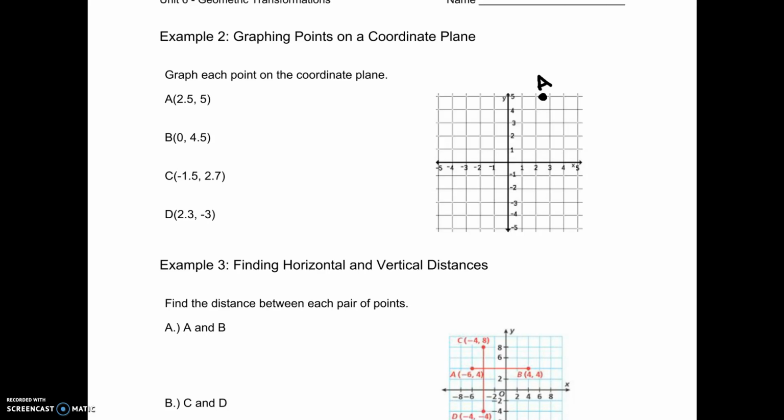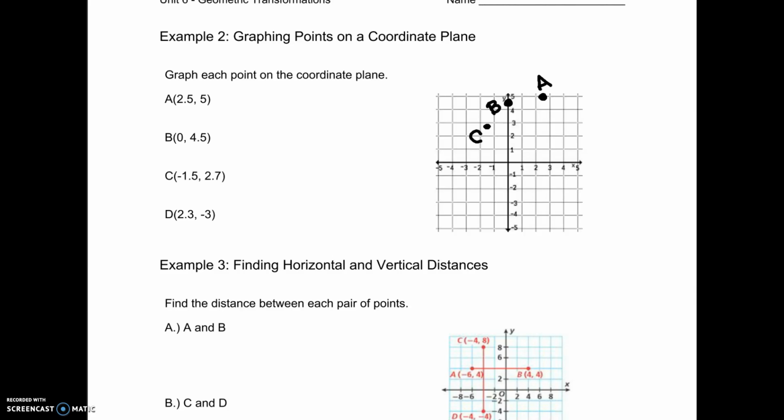Point B says 0, 4.5. So 0 tells me I'm going left or right. None. So I'm going to stay on that y-axis. And then I'm going to go up to 4.5. So halfway between 4 and 5. And then I'm going to label that one B. Point C tells me I'm going to go negative 1.5, so I'm going to go left. So in between negative 1 and negative 2. And then I'm going to go up 2.7. So 0.7 is really close. It's about 2/3 of the way up. So negative 1.5, and then about 2/3 of the way between 2 and 3. And again, I have to label that, so it's C.